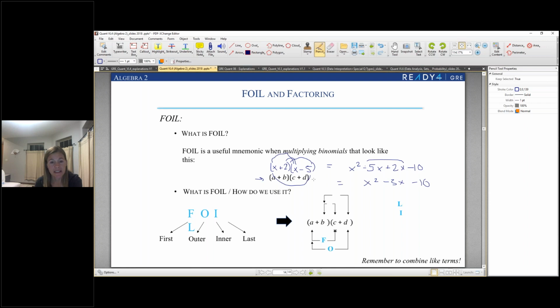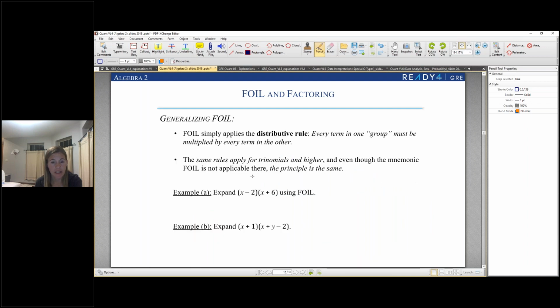So that's what FOIL is. It takes you from something in this form with 2 sets of parentheses to something in this form, which has a square, an x, and a constant. Okay? So that is FOIL. Cool. So expand this guy using FOIL. Go for it.